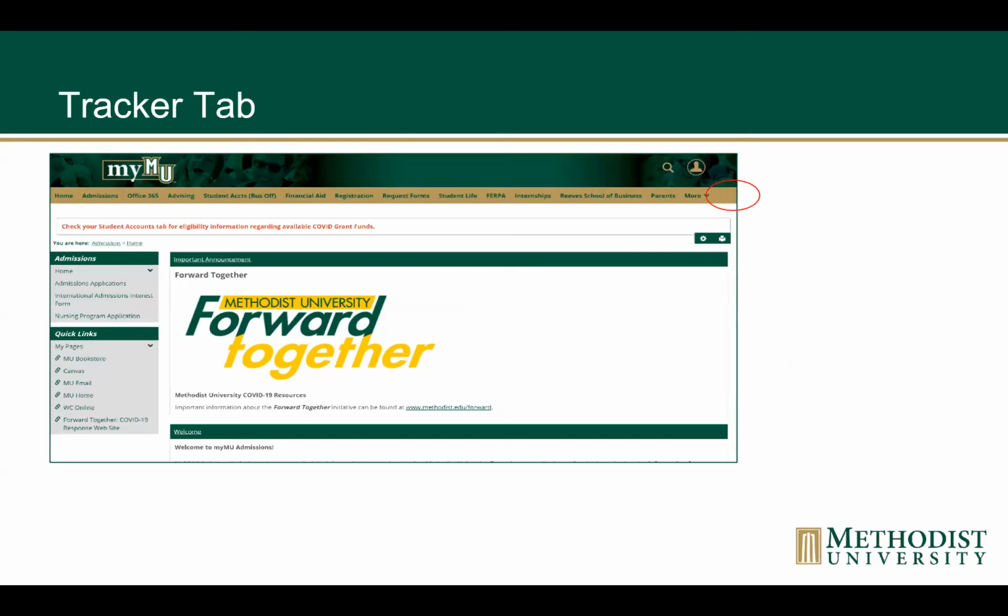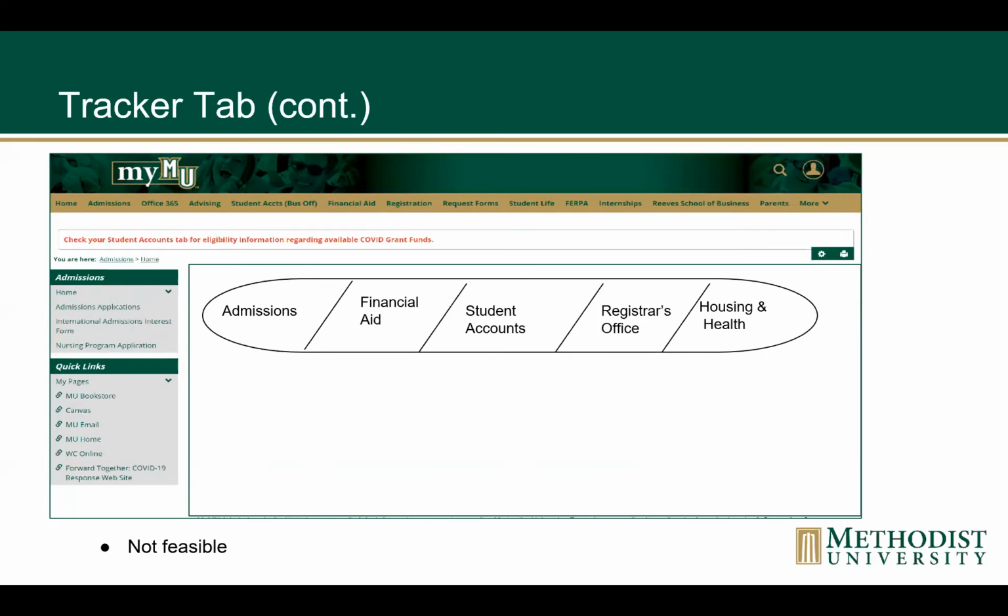So the next thing we came up with was a tracker tab, and we figured we could add it on to the tabs that are already in the MU portal. It would look better than this, but just as an example, you would be able to click on admissions and financial aid and have a drop-down menu of what students do and do not have, and they can click on it and get a link to where they need to go. However, this is not feasible with the system that we already have. It'd be a lot of work and probably cost a lot more than Methodist can afford.